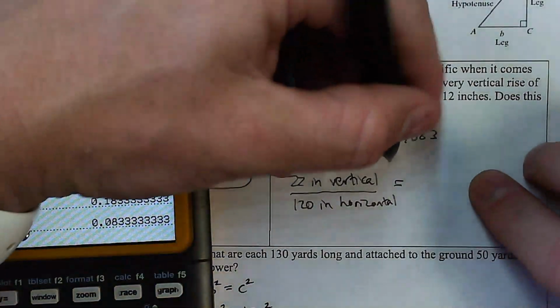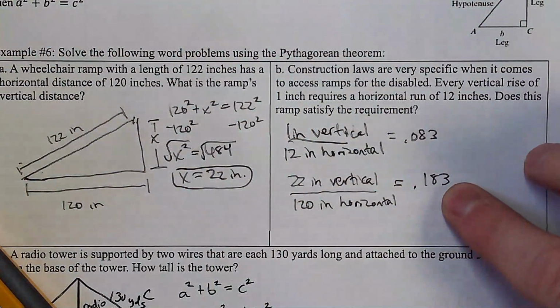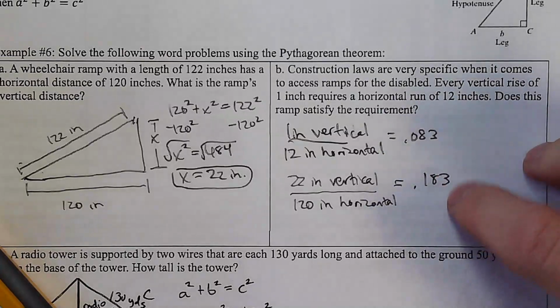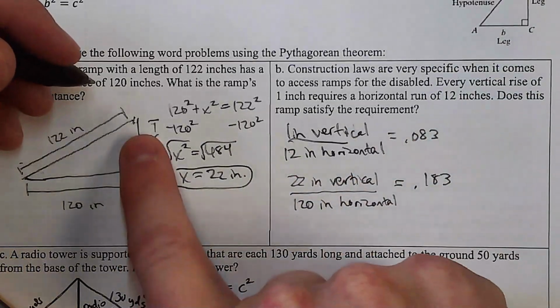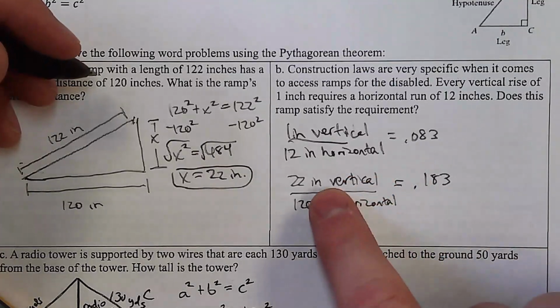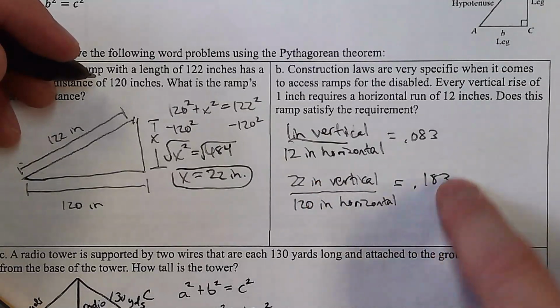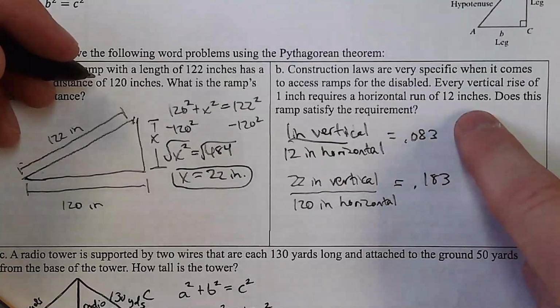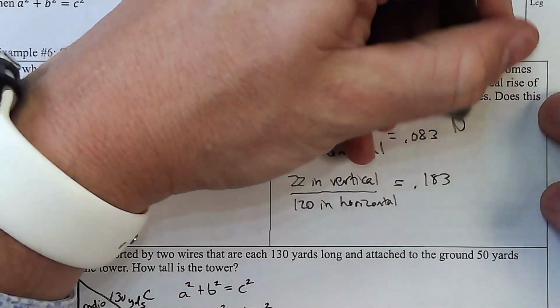Do you see how this one is steeper than that one? Is that going to meet the requirements? No, this looks to be too steep, because of the vertical to horizontal ratio. If I found the decimal, this is a lot steeper than that. So is it going to satisfy the requirement? No.